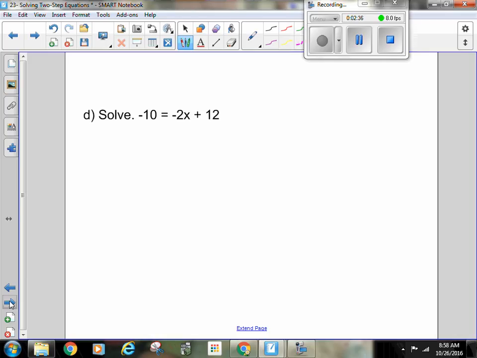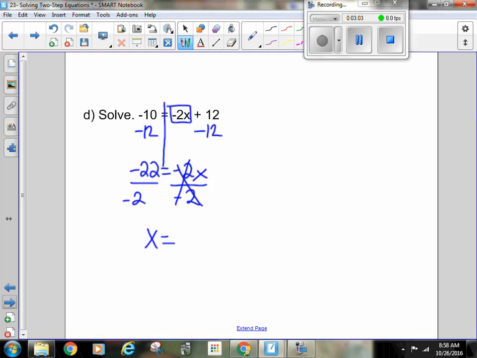In D, we have no parentheses, we only have one variable. So again, we're going to isolate the variable term by subtracting the constant. And constant, remember, has no variable with it. So watch, you have 2 negatives here. So we get a negative 22 equals negative 2x. We want to isolate just the variable, so we're going to divide by the negative 2. That's going to cancel, and you can go ahead and finish solving out for x.